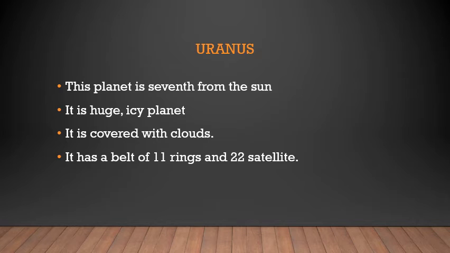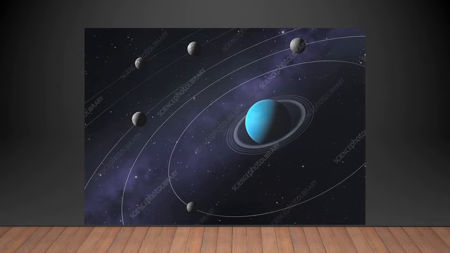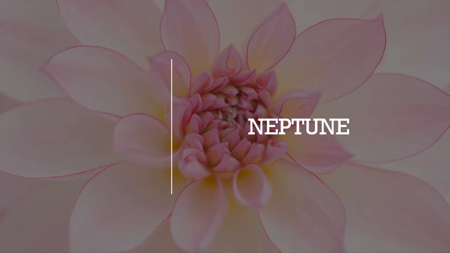Saturn also had rings around it, isn't it? Uranus also has rings around it, but they are not very visible like how they are visible for the planet Saturn. Okay, so Uranus has 11 rings and 22 satellites. Here you can see the picture of the satellites and the rings around the planet Uranus. It's light blue in color. Okay, understood? Next brings us to the last planet in our solar system, that is Neptune.